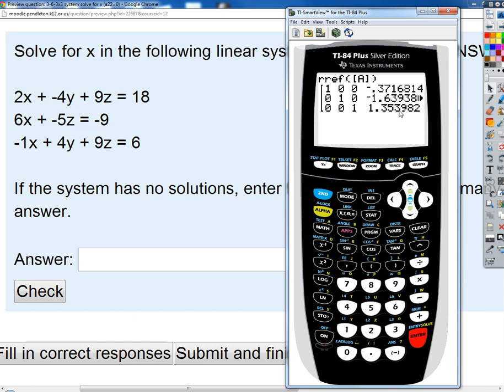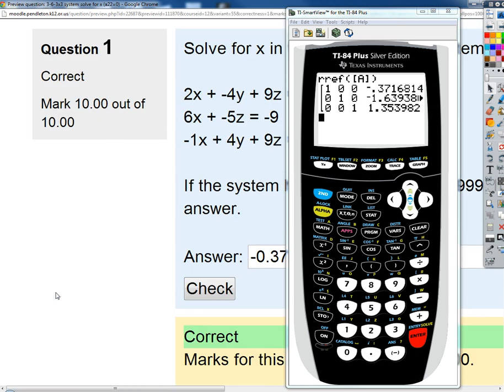Okay? Now in Moodle, in this case, they wanted us to solve for x. So we would just use the first number only. We could just put that in as negative 0. They want it to 3 places, so 372. Okay. And we got it.